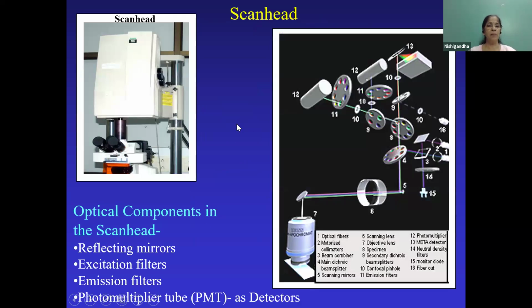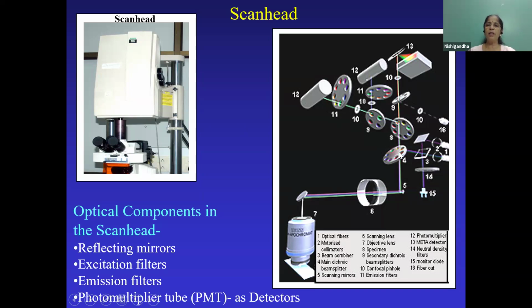Then this scan head. This scan head has major components like reflecting mirrors, excitation filters, emission filters, and photomultiplier tubes, which are for detecting the photons. So let's see how it works. This is a little smaller picture, but I'll try to explain it. Suppose the light is coming through the optical fiber, then there are collimated scanners and then lenses which direct this light to the dichroic mirror.